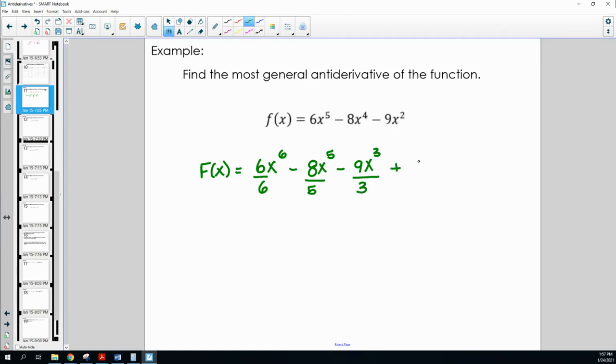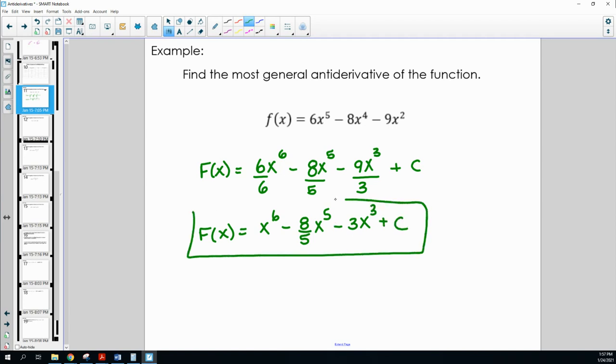And then I always have to put plus c. So I tack on that plus c. Do not forget to put the plus c. Now I'm just going to simplify this a little bit. So the antiderivative is going to be x to the 6, because the 6 will cancel, minus 8/5 x to the 5th, minus 9 divided by 3 is 3, so 3x to the 3rd, and then plus c.